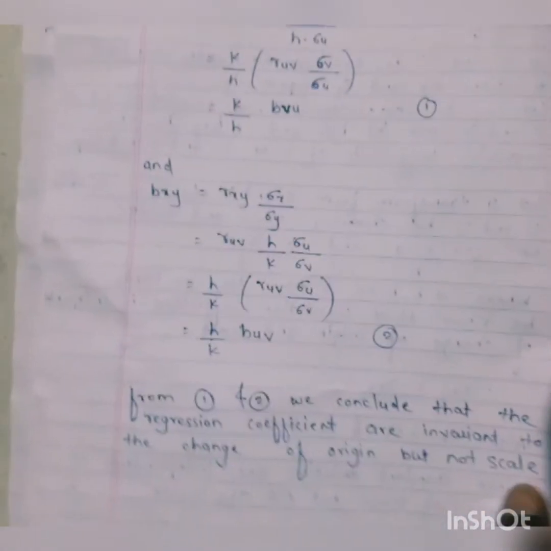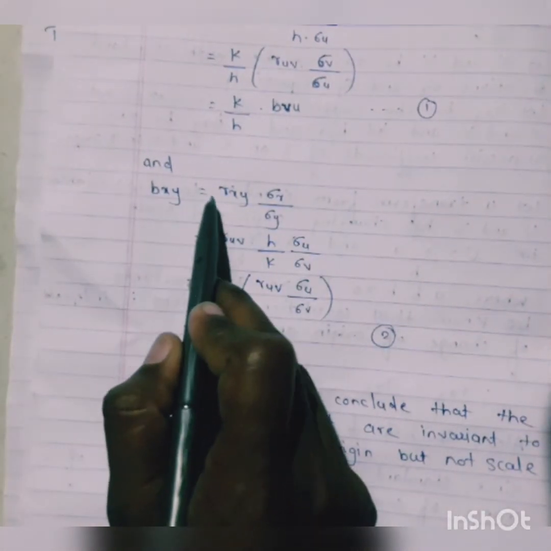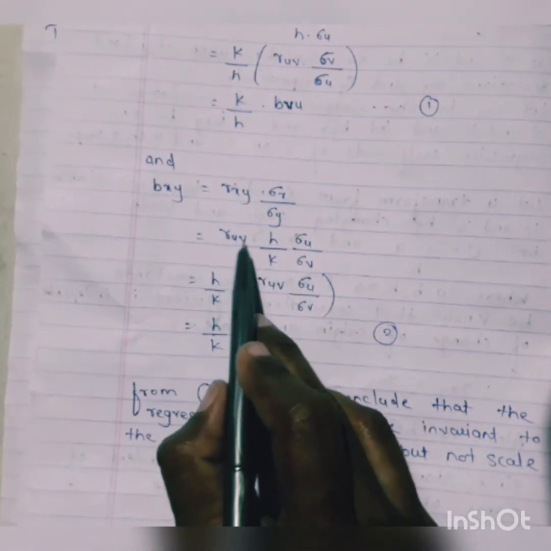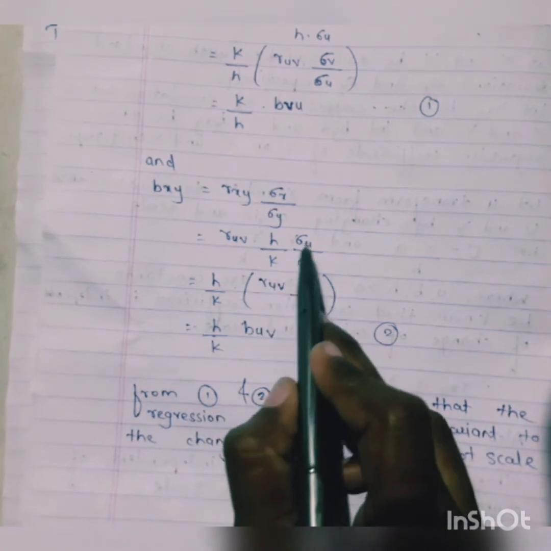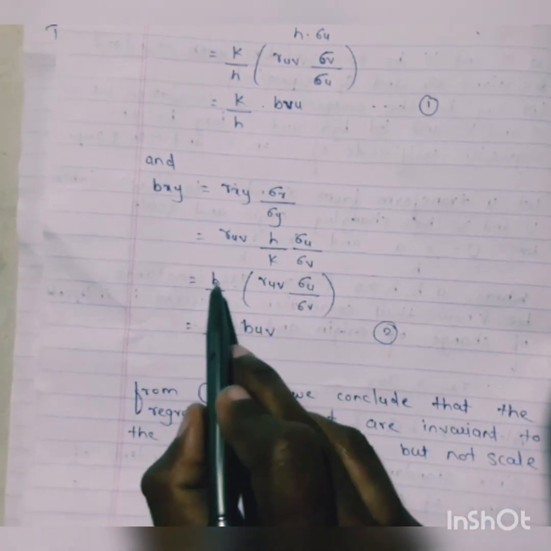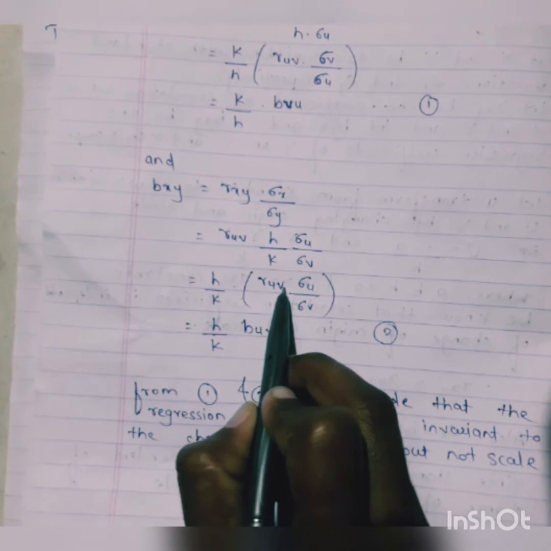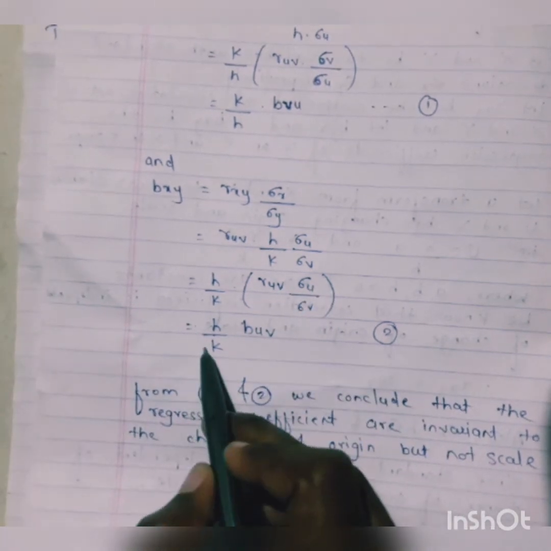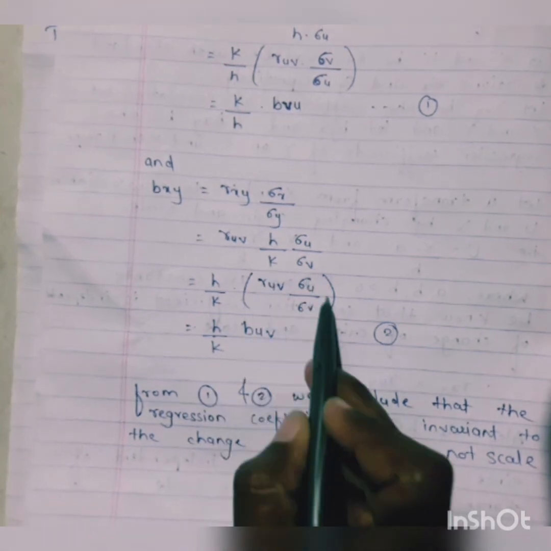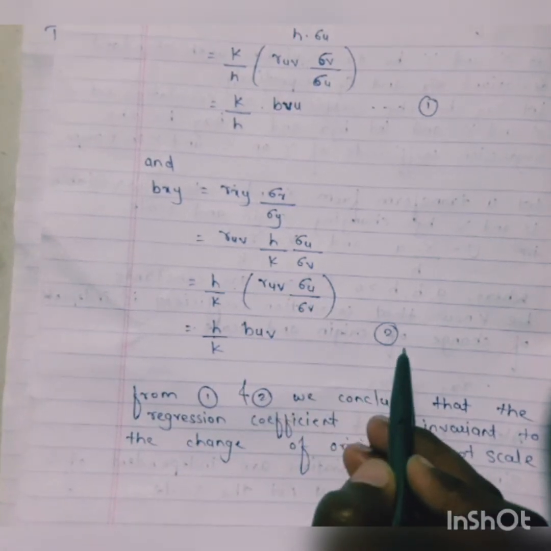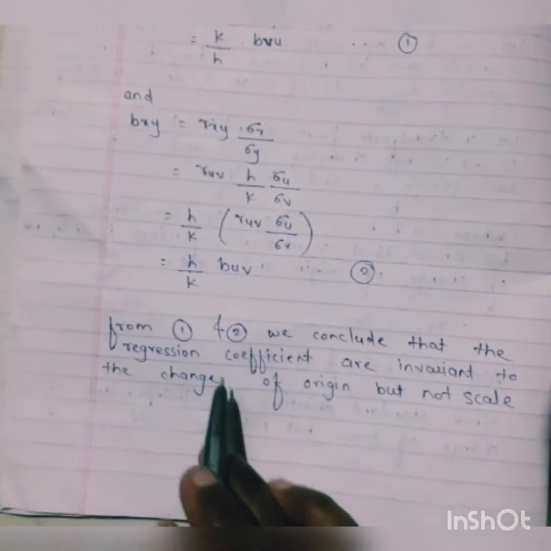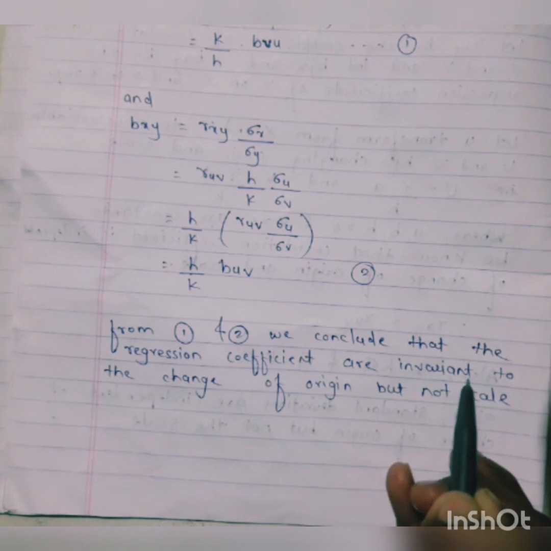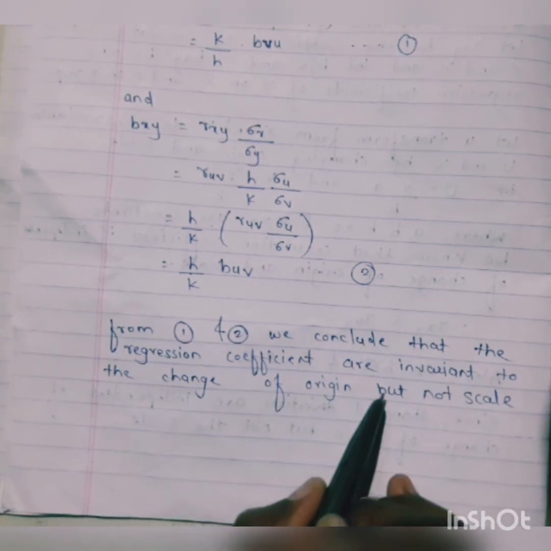And next, the regression coefficient bxy is equal to rxy into sigma x upon sigma y, which is equal to ruv into h by k into sigma u upon sigma v, which is equal to h by k into ruv into sigma u upon sigma v, bracket complete, which is equal to h by k into buv. Equation number 2. From 1 and 2, we conclude that the regression coefficients are invariant to the change of origin but not of scale.